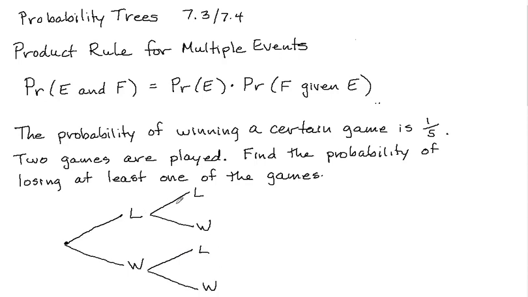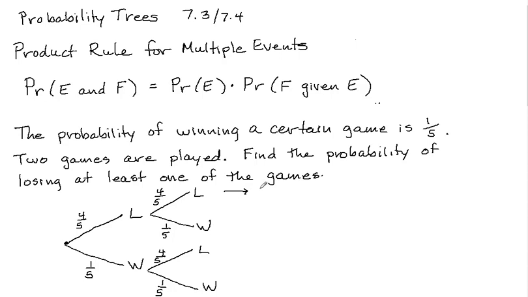So we have here a probability tree. And on each branch, I'm going to put the probability of that branch happening. So the probability of losing, that's 4 out of 5. Probability of winning is 1 out of 5. Then when you get to the second game, probability of losing is still 4 out of 5. Probability of winning, 1 out of 5. And label each one of these branches. Okay, now we're going to follow each branch.